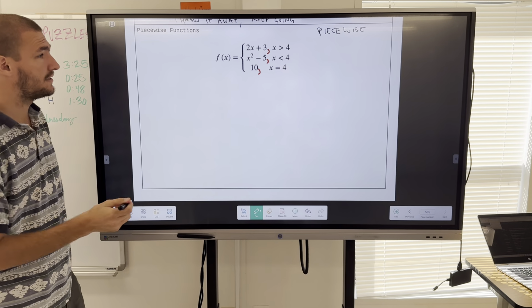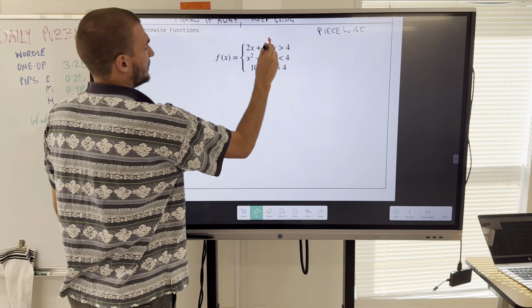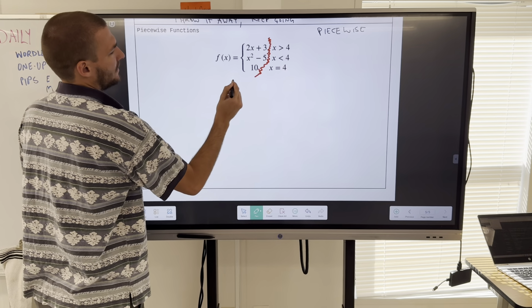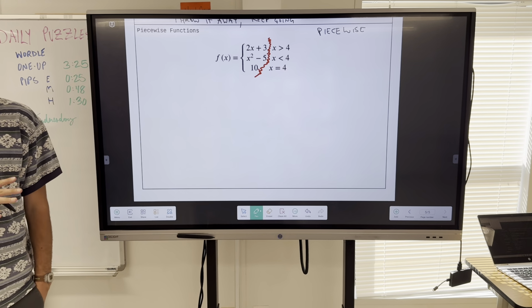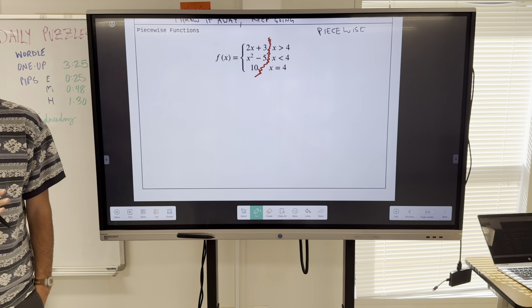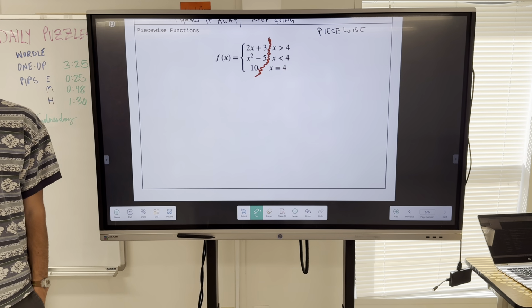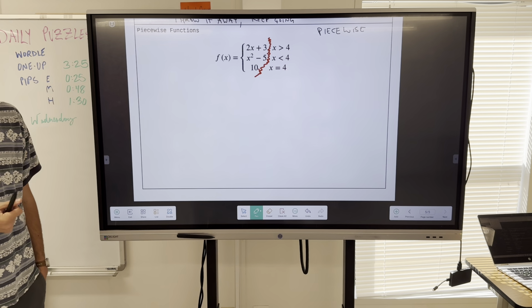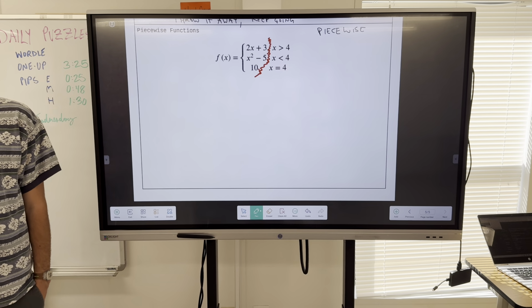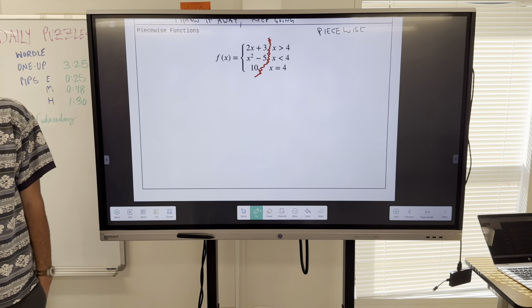Those commas are separating the first part, which are functions. Normally they are very simple, which is why these questions should not be very hard. You see we have 2x plus 3, x squared minus 5, and 10. Those are pretty easy functions.